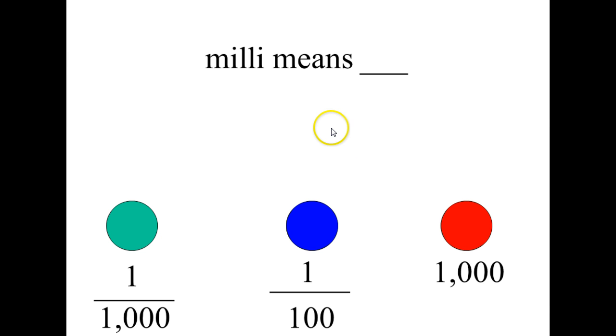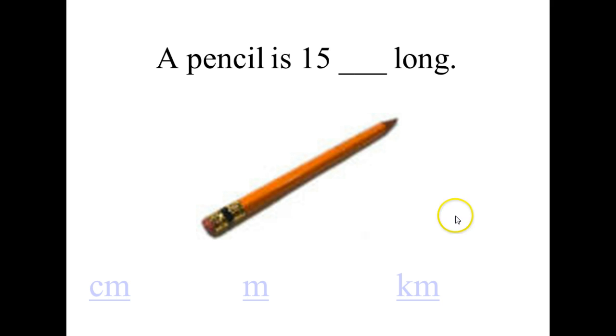Milli means, well, we were going to use it when we were measuring things that were really small, so it's 1/1000th. Centi means, in my head, I think there's 100 cents in a dollar, so it's 1/100th. And kilo is the big one. It's worth 1,000.